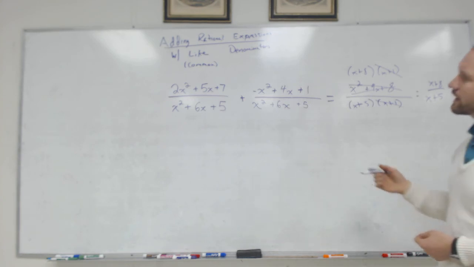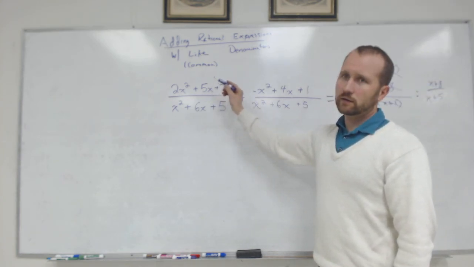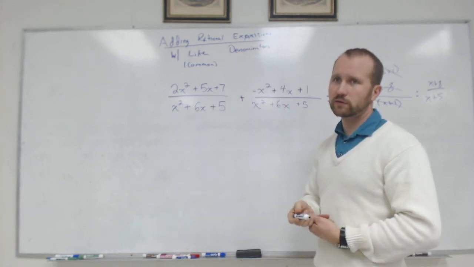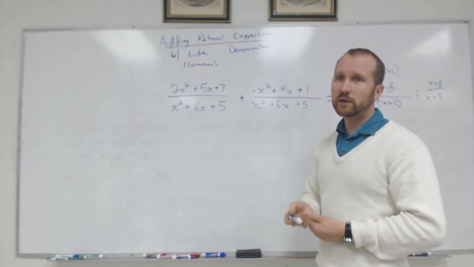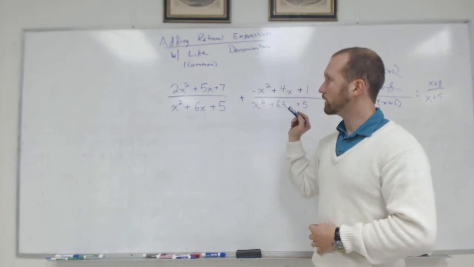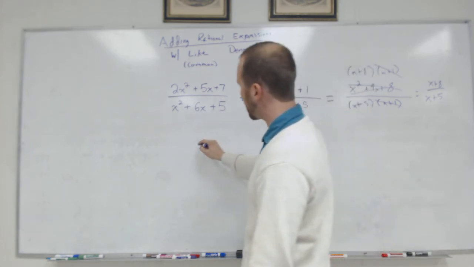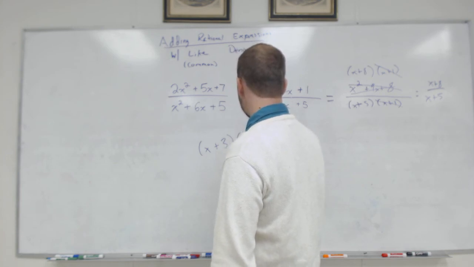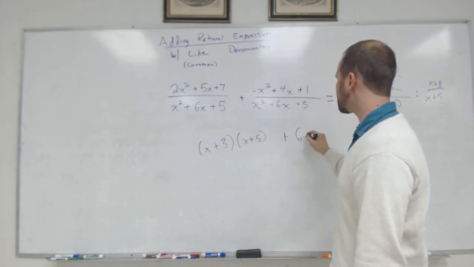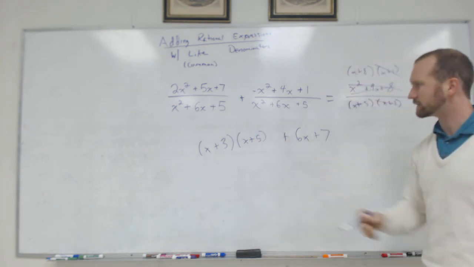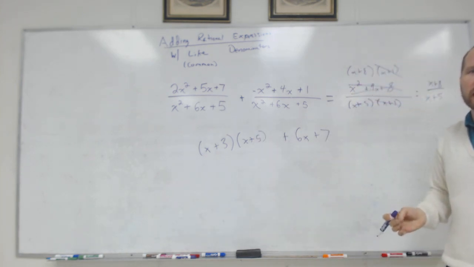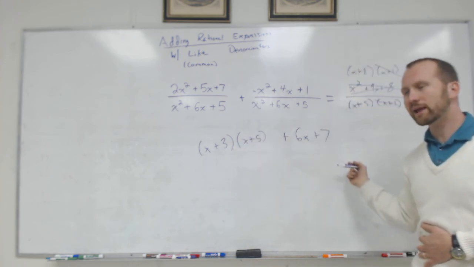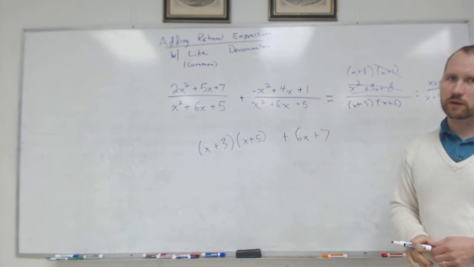Right? Now, here's the thing. First of all, I don't think you can factor that. Factors of 14 that add up to 5, I don't think they exist. But if you could factor it, you don't want to. Because if I had something like x plus 3 times x plus 5 in my numerator, and then I had to add 6x plus 7 to that, I can't really do that. I would have to distribute this first and then add these things to it.